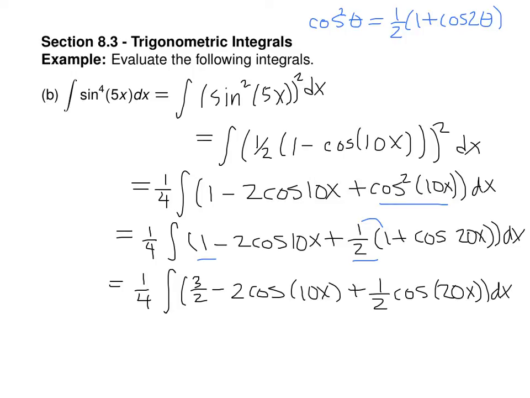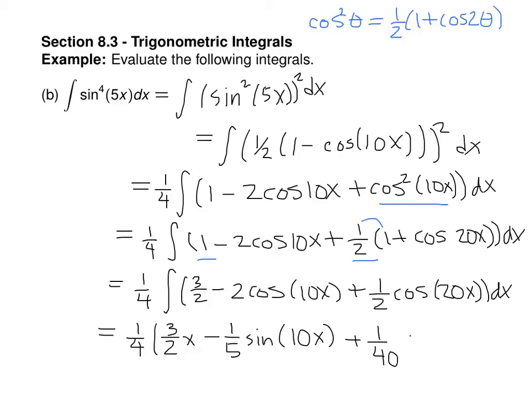Now go ahead and antidifferentiate. I have 1/4 times 3/2 x. Now an antiderivative of cosine is going to be sine, so minus 2/10, or 1/5, sine of 10x, plus 1/40 sine of 20x, plus c.